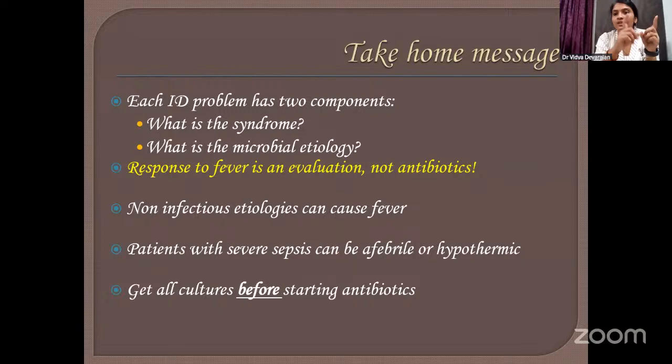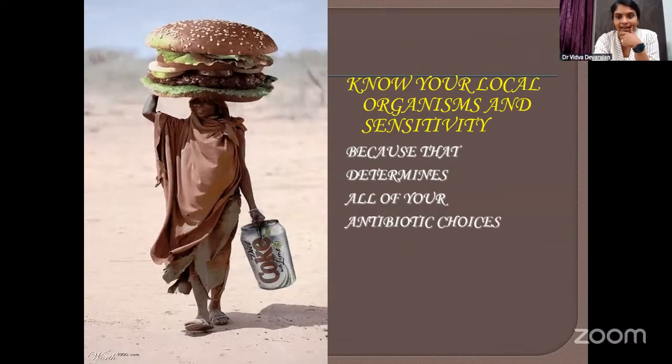Get your cultures, not just the cultures. Get an adequate amount of cultures. There is no concept of pan cultures in your ICU. You have to ensure that you make a syndromic diagnosis and get the appropriate cultures, good volume of blood cultures, before you start your antibiotics.